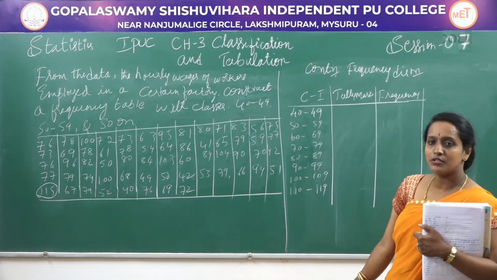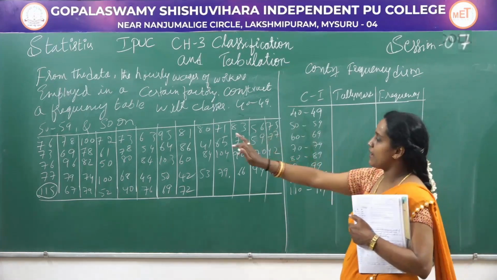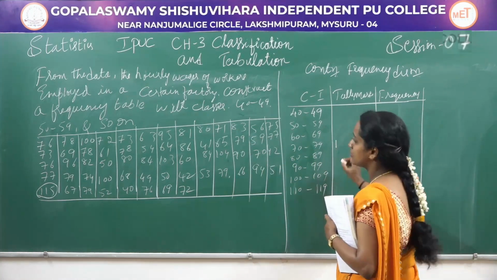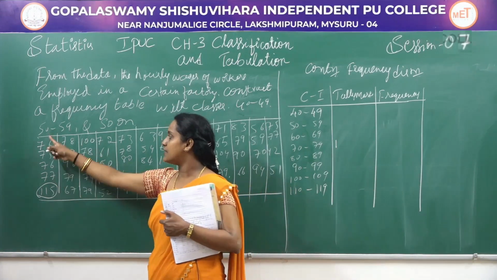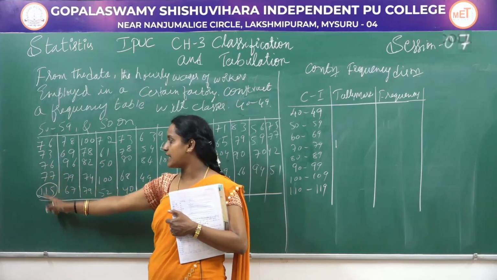Next we have to put the tally marks. The first value is 76, next 73. I will take the values like this: 76, 73, 76, 77, like that.